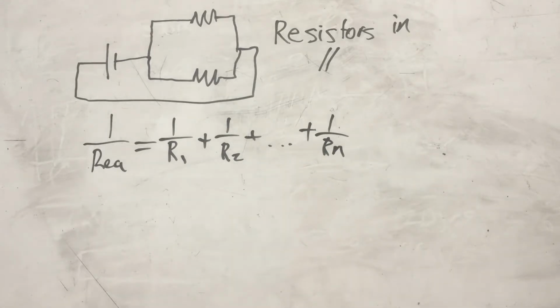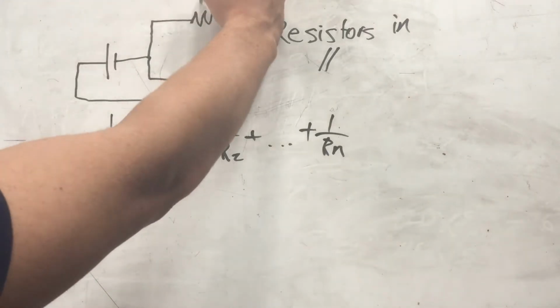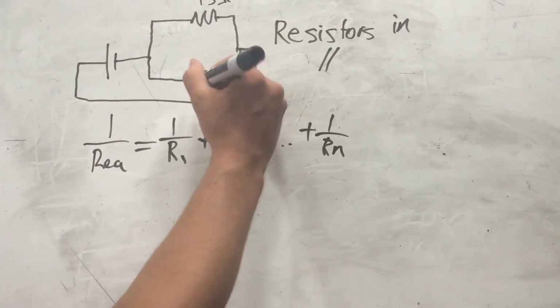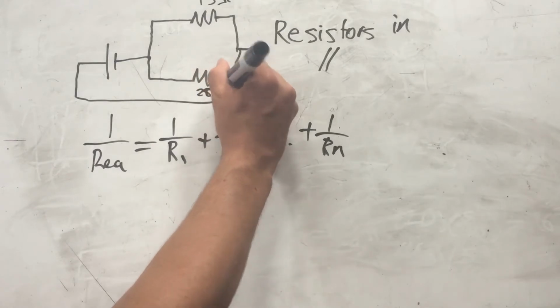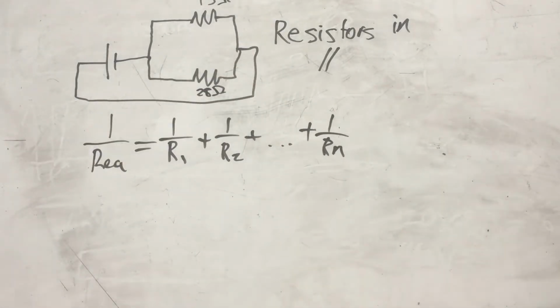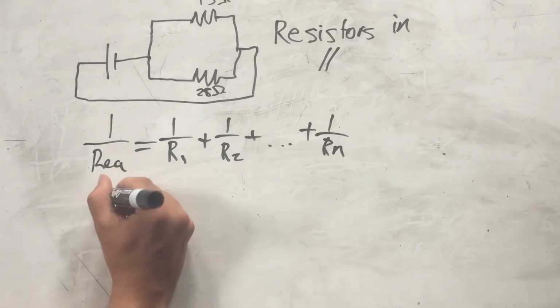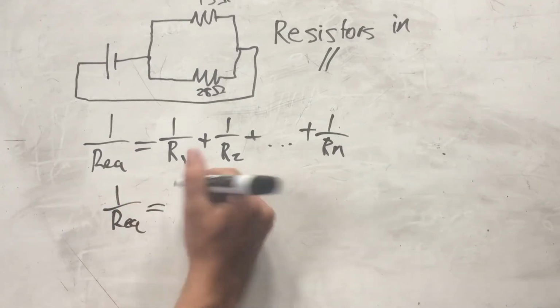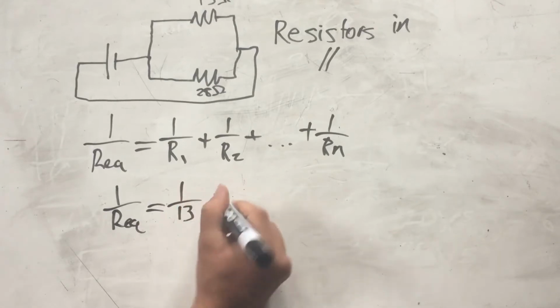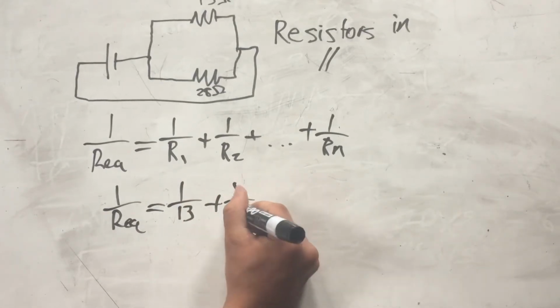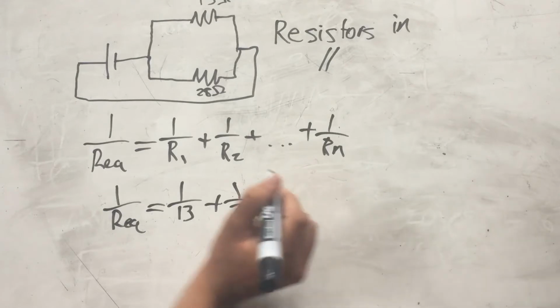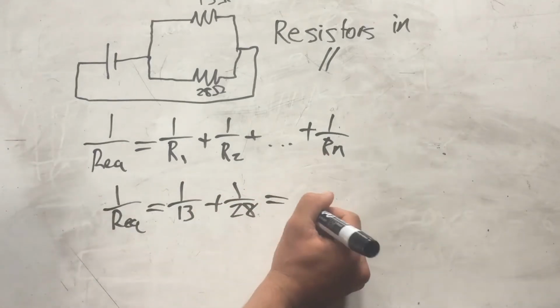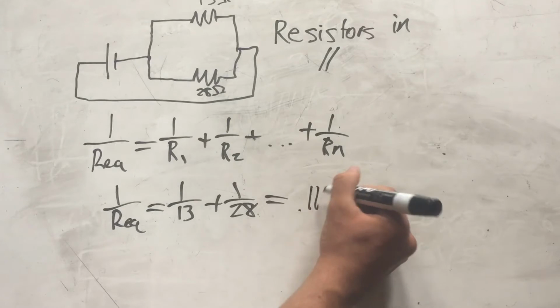For example, given that these two resistors have a resistance of 13 ohms and 28 ohms, by plugging our two fractions into a calculator, we find that 1 over REQ equals 1/13 plus 1/28, which is equal to approximately 0.113.